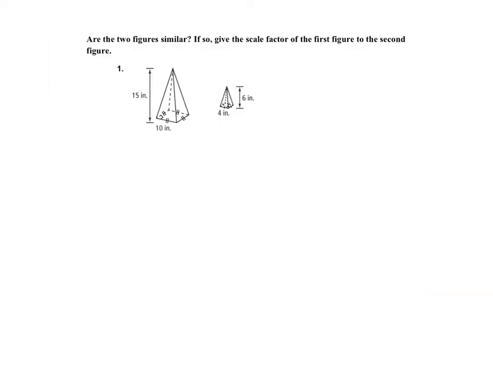So with the first one, the question asks: are the two figures similar? If so, give the scale factor of the first figure to the second. In this case, we take the corresponding parts. I'm going to start with 10 divided by 4. That has to be the same as 15 divided by 6. If I simplify the first by 2 and the second fraction by 3, I have 5 over 2 equals 5 over 2. Because those two fractions are the same, that is the scale factor, 5 over 2.